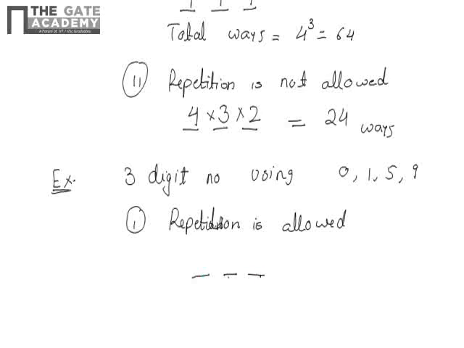4 ways, 4 ways? No. You have to remember that a number cannot start with 0. That's why the first digit can be written in 3 ways only, that is 1 or 5 or 9. Remaining you can write in 4 ways and 4 ways. So the answer will be 48 ways.